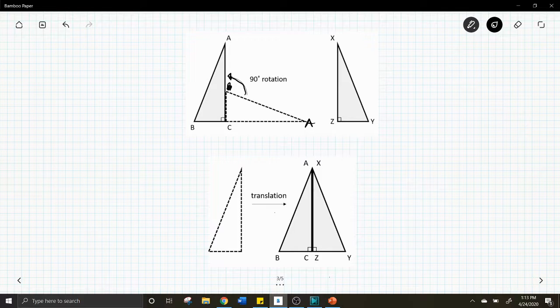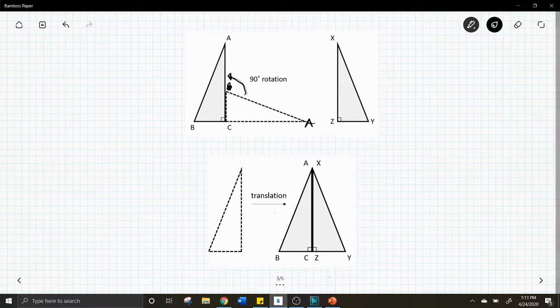We didn't really move it too far. We just rotated it upward. So now they're both upright, okay? So that's our rotation. So we rotated it 90 degrees. Okay, the next thing we're going to do to get these two figures on top of one another is we're going to move it over.